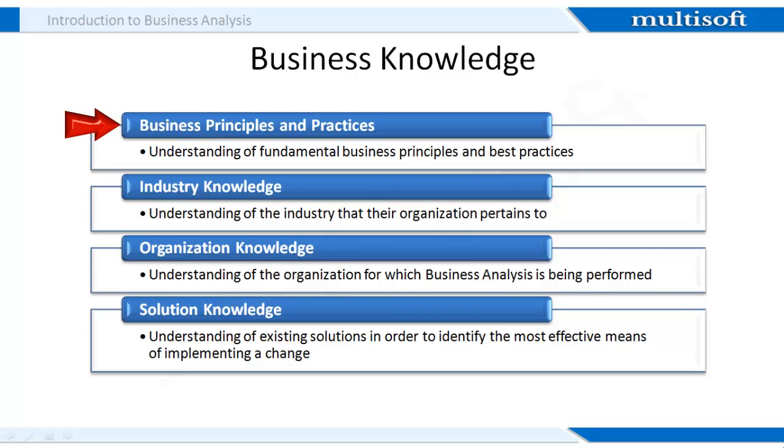The first one is business principles and practices. This represents the characteristics that are common to all organizations with a similar purpose and structure. The second type is industry knowledge, which means the understanding of the competitive forces that shape an industry. Then comes organization knowledge, that is the understanding of the business architecture of the organization that is being analyzed. And lastly, it is solution knowledge, which involves familiarity with the workings of the solution to be able to more easily identify and recommend changes that can be implemented easily.